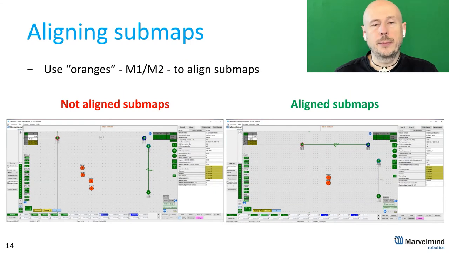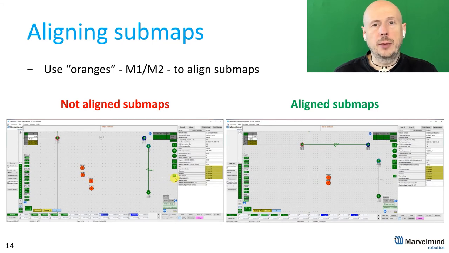So when you build submaps, how basically do you build them? How to make sure that neighboring submaps actually match the location? There's a functionality which we call oranges, and which is enabled by M1, M2. There's a button which activates this functionality. What does it do? For example, you have two mobile beacons, one and two.